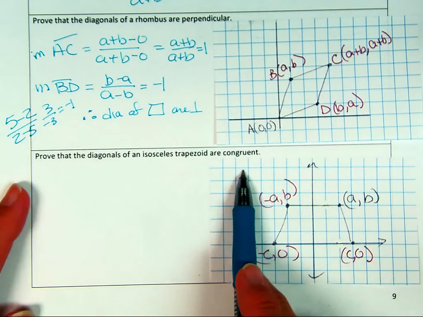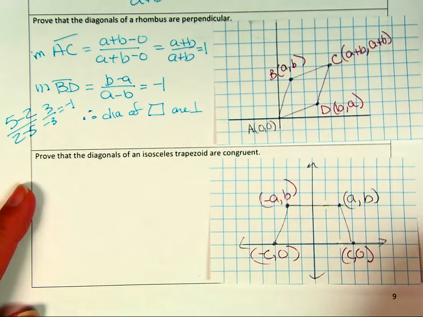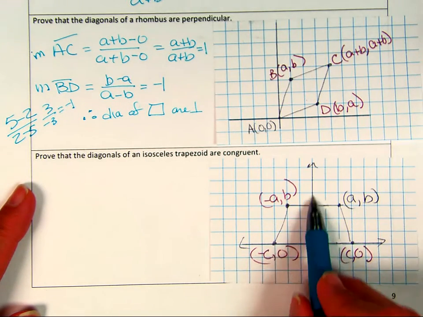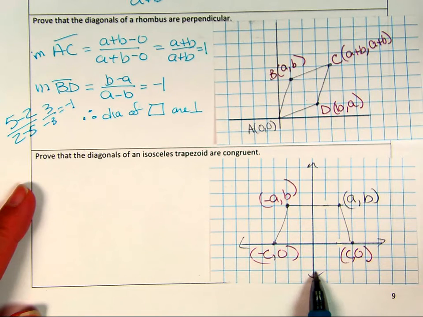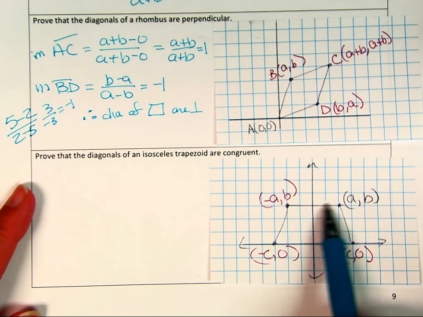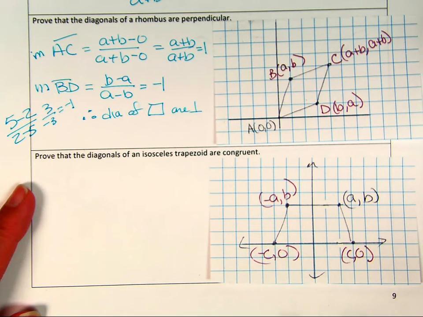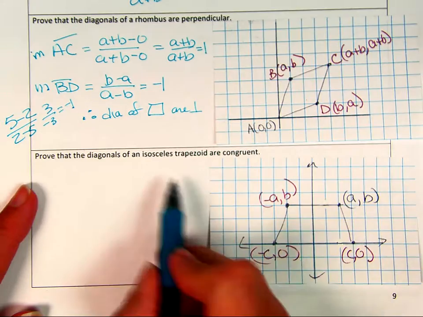Okay, and lastly, prove that the diagonals of an isosceles trapezoid are congruent. Okay, so I already drew an isosceles trapezoid. I put the center on the y-axis so that I could go over the same amount, and that helps a little bit with my letters. So I'm going to go over A both ways, up B both ways, and then over C both ways. That means it's an isosceles trapezoid, because I figured that out. Now we have to show that the diagonals are congruent.